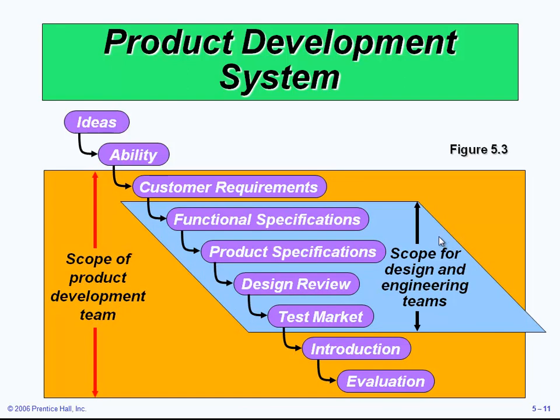This figure shows the product development process starting from the idea and ending up with the evaluation. It highlights the scope of the product development team and the scope for the design and engineering teams. So it starts with an idea, the ability to implement that idea, the customer requirements, here we start collecting the customer requirements, functional specifications, product specifications, design review, test market, introduction, and then evaluation.